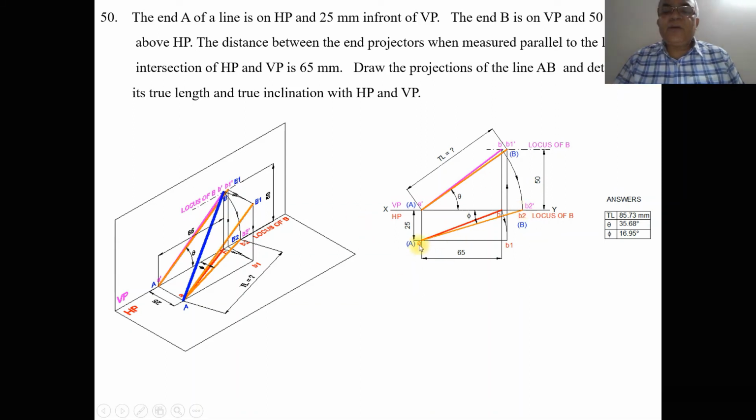A is in front of VP and B is on VP. Now B2 dash is already on HP, and A dash is on HP. So obviously A dash B2 dash is also on HP, and that line is parallel to HP. Now we can see here A and B2 both are on HP, so obviously it will be parallel to HP. Since it is parallel to HP, you are getting the true length in HP.